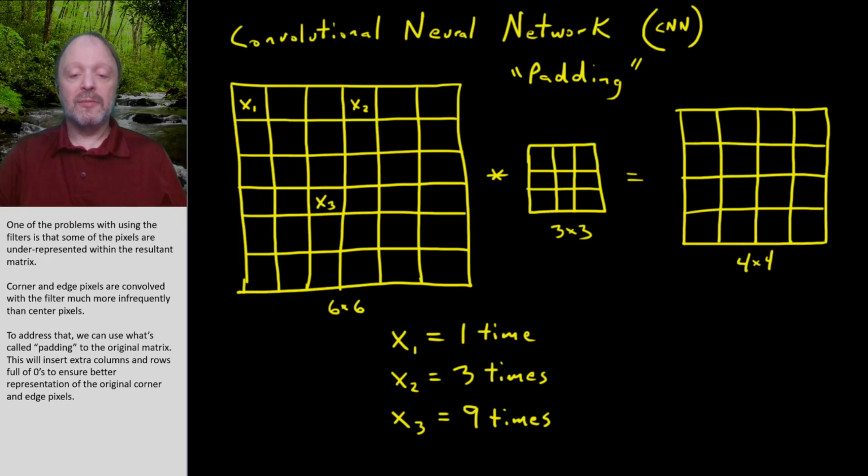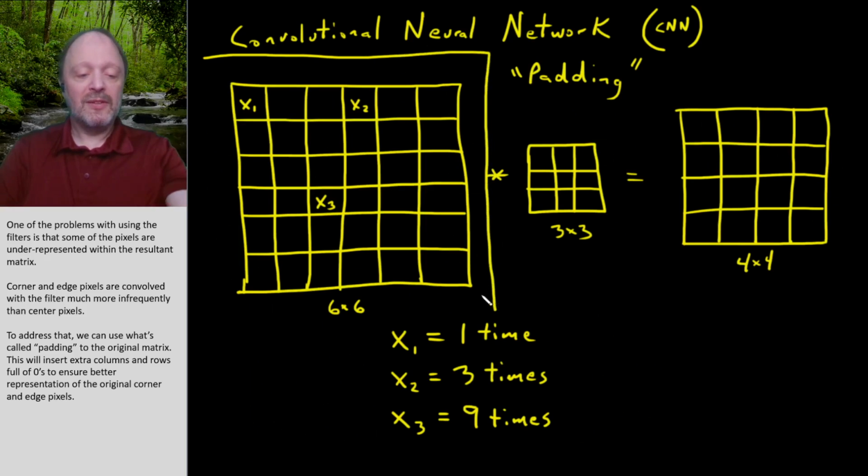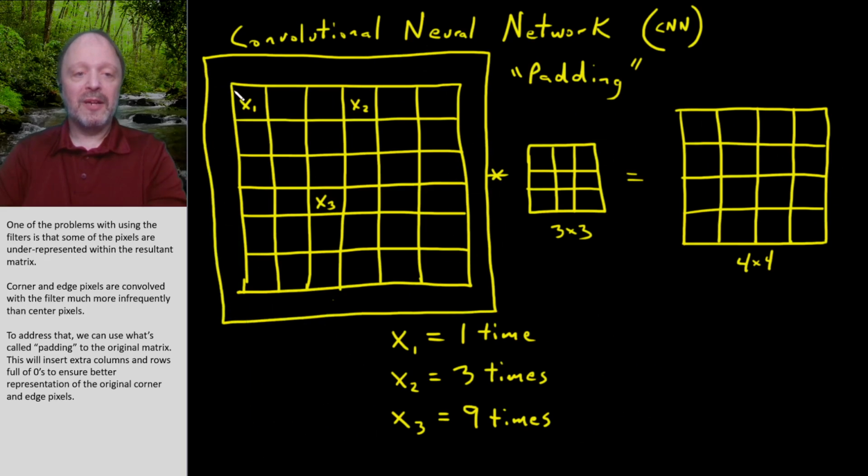Okay, so let me do that. Bear with me. I'm not going to disappear for this one. Oh, I'm going to have to get rid of this 6 by 6 down here. All right, bear with me. Here we go. I'm just adding additional columns and rows.